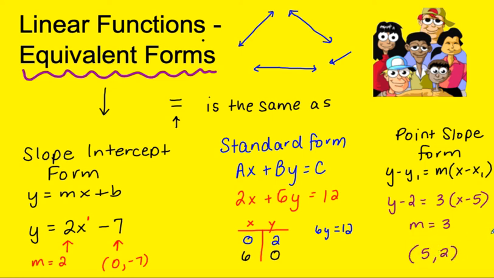That's nice because we don't often have the y-intercept. We just have a general point on the line. And so I can use point-slope form anytime I want to write an equation of a line very quickly and I have a point and I have a slope.